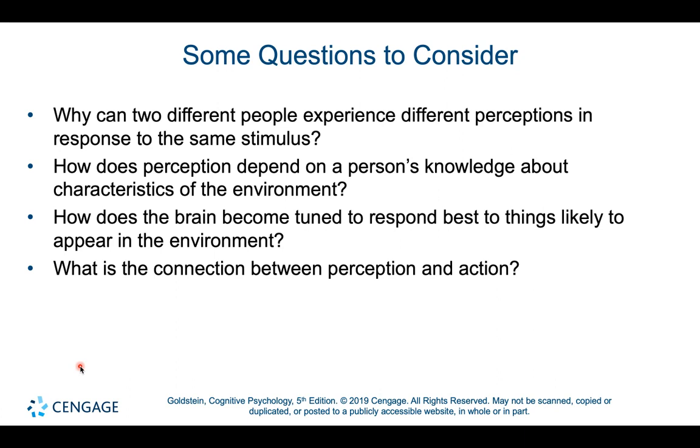We're going to ask some questions about how perception depends upon a person's previous knowledge, and also the characteristics of the environment. How does the brain become tuned to respond to things that are likely to appear? So your brain starts to learn the typical patterns of the world, and it starts to tune itself to perceiving those types of patterns. And then how does perception relate to actions?